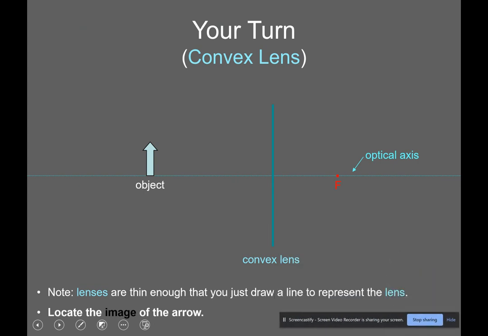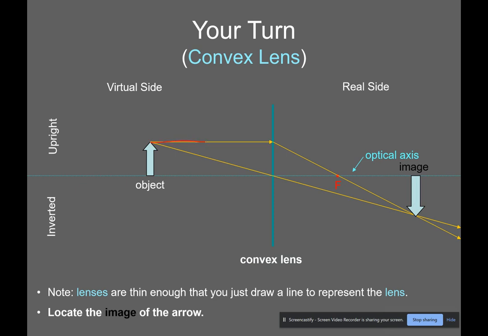Okay, so your turn. We're going to draw a straight line, which I just did, and then a diagonal line. What this one didn't do was your dotted sight lines this way. You didn't do a sight line, but your image converged on the real side and upside down.